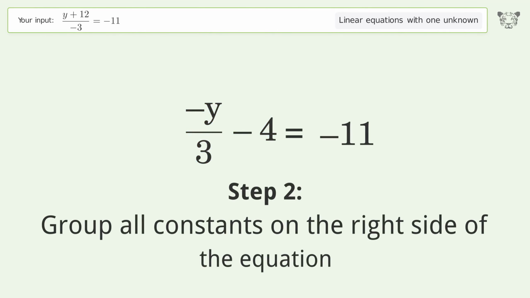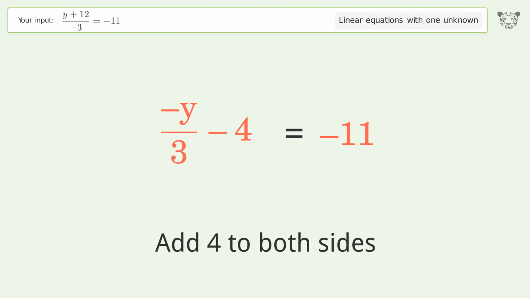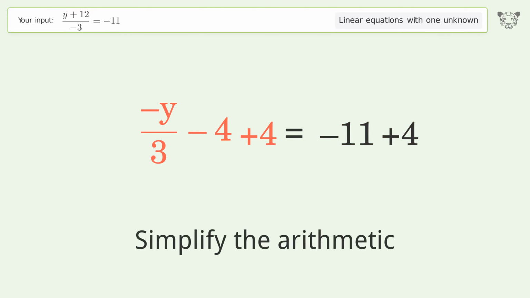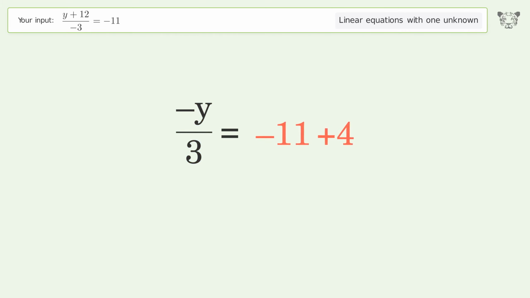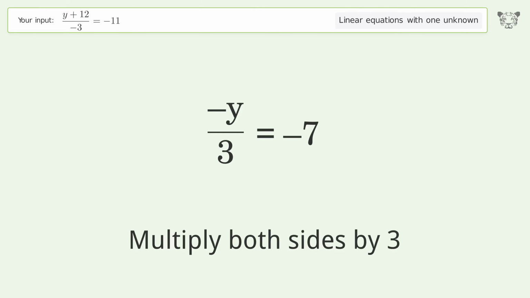Group all constants on the right side of the equation. Add 4 to both sides. Simplify the arithmetic. Isolate the y. Multiply both sides by 3.